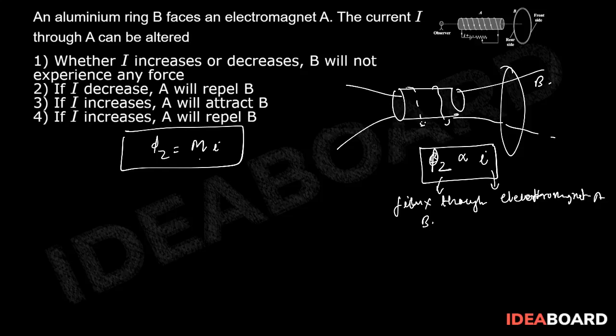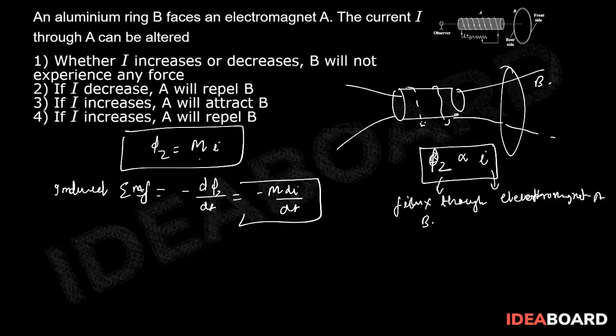So we can see that flux is changing. If flux is changing, that means induced EMF will be equal to minus d phi 2 by dt, which will be minus M dI by dt. So simply you can see this flux will change and induced EMF will be there, right? So obviously there will be repulsion, A will repel B.